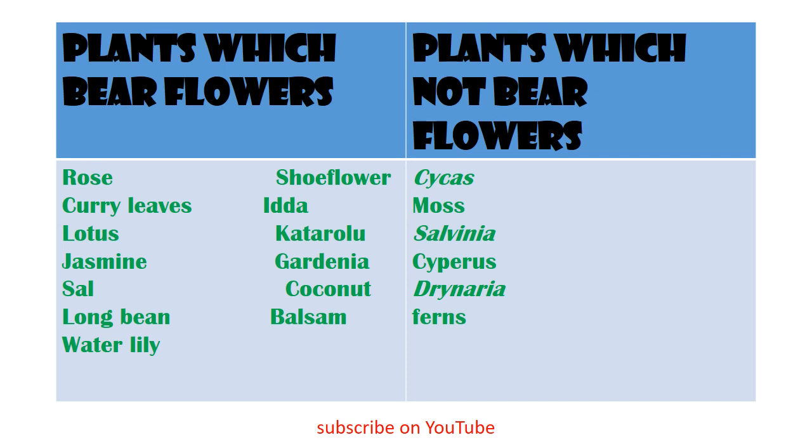Rose, curry leaves, lotus, jasmine, sal, long beans, water lily, shoe flower, idda, nilkatarolu, gardenia, coconut, and balsam. Let's see the plants which do not bear flowers. Cycas, moss, salvinia, cypress, dinaria, ferns are there. Then it is clear to you that there are plants which produce flowers and plants that do not produce flowers in our environment.